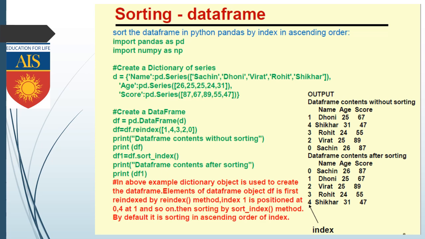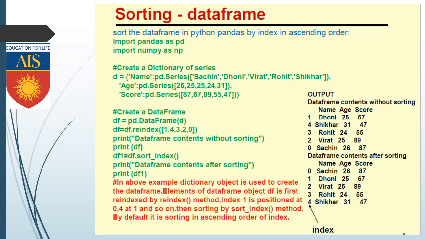And print the data frame content after sort. Look at the output, number one, that is the data frame content without sorting, where we can see the name, age and score. It's before the sort option, that's why the index starts like 1, 4, 3, 2, 0, and after the sorting option we can see that 0, that is for Sachin, came first, then Dhoni, then Virat, then Rohit, then Shikhar. That means it's the final output after sorting in ascending order.